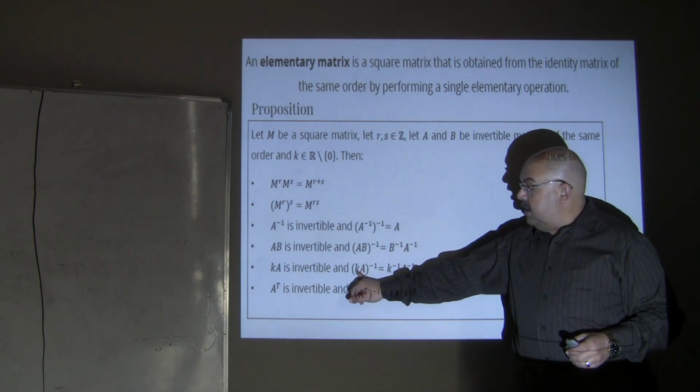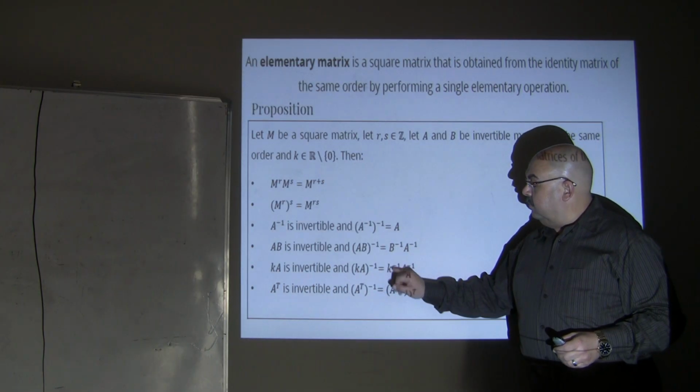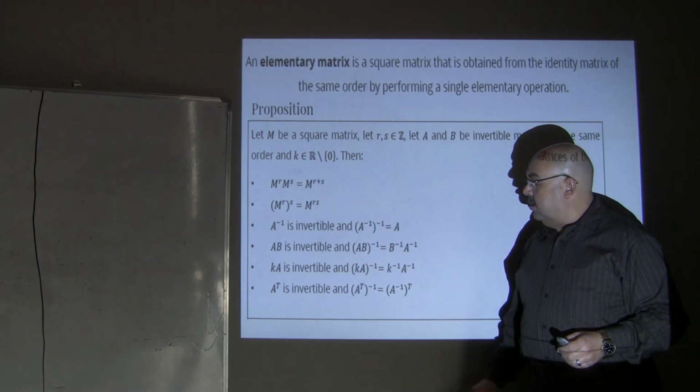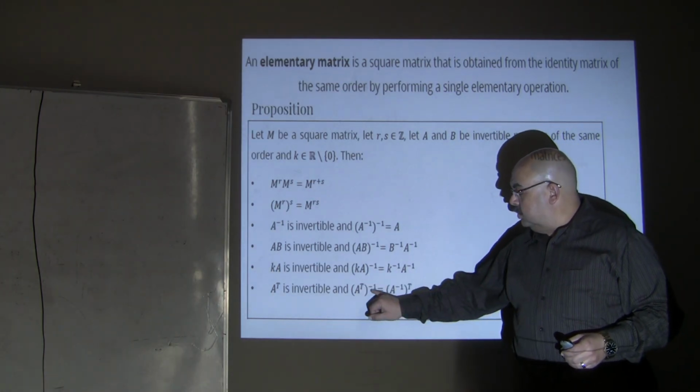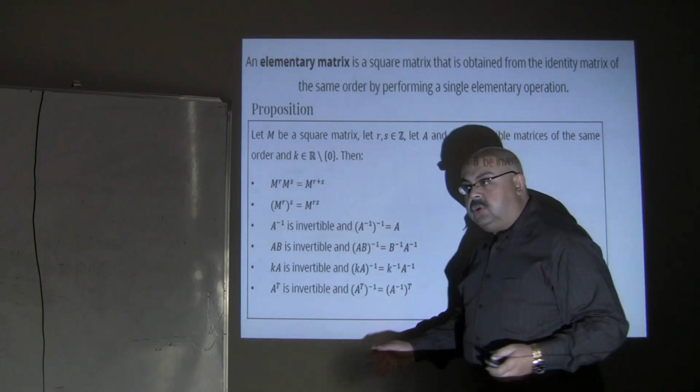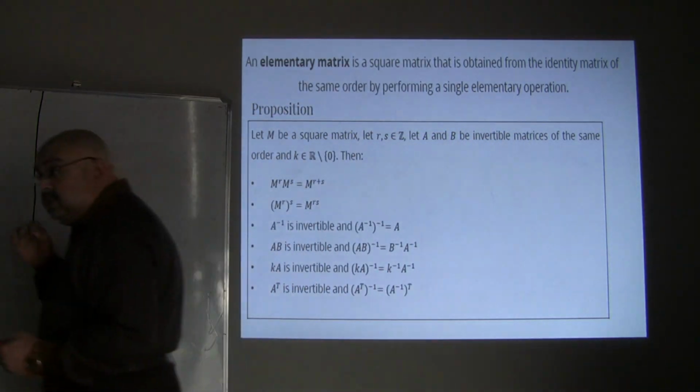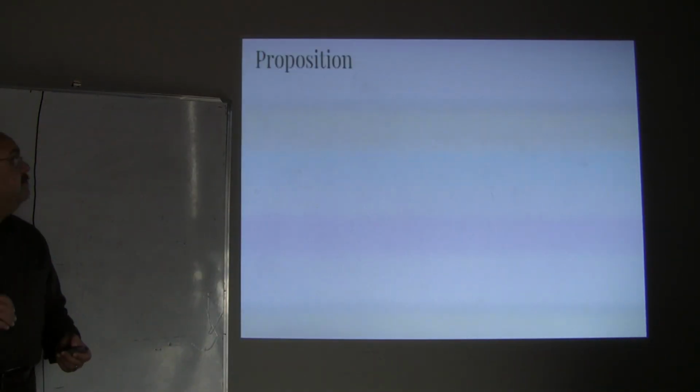If we multiply by a constant, it's going to be k to the power of negative 1 times A to the power of negative 1. A transpose inverse equals the inverse of the transpose. So all of these relations are really very important.